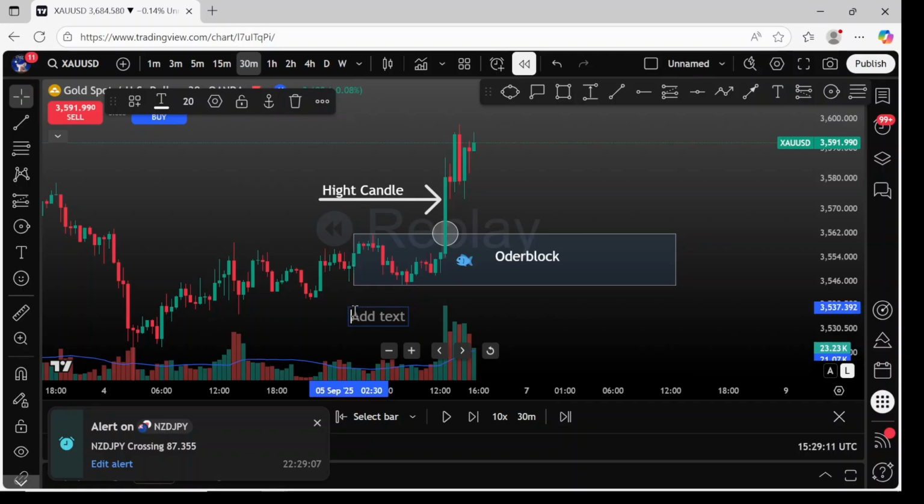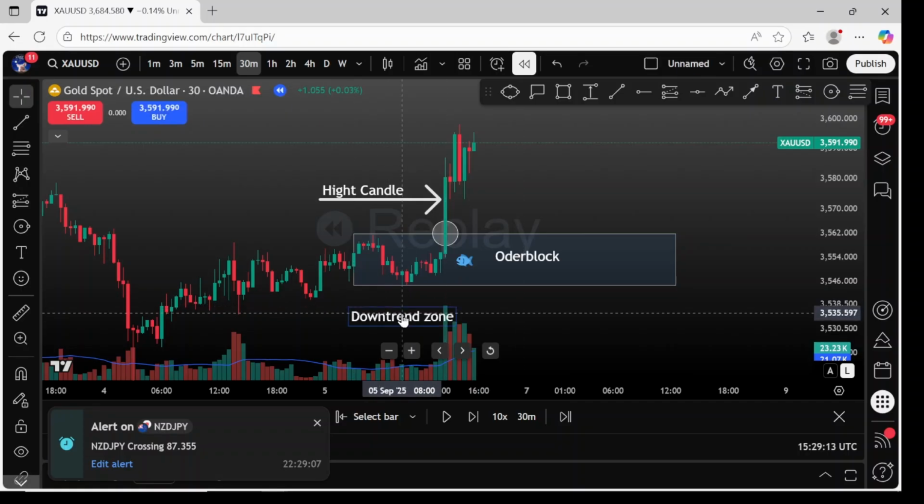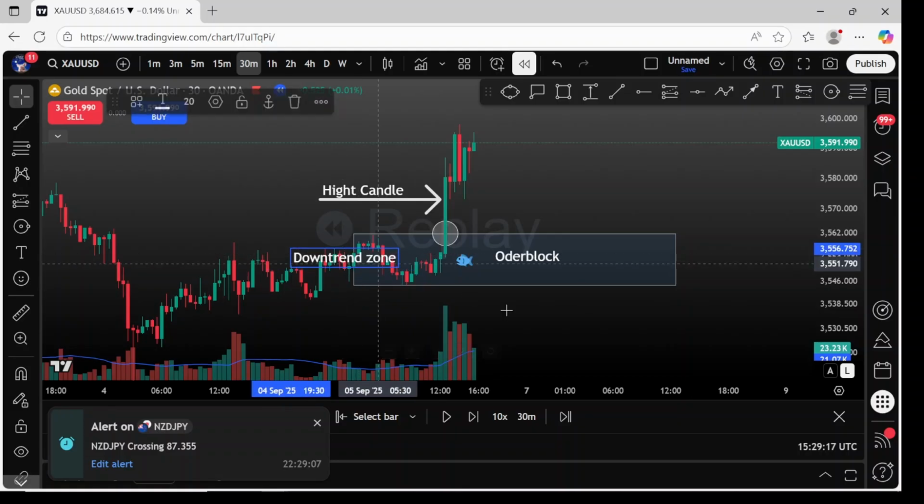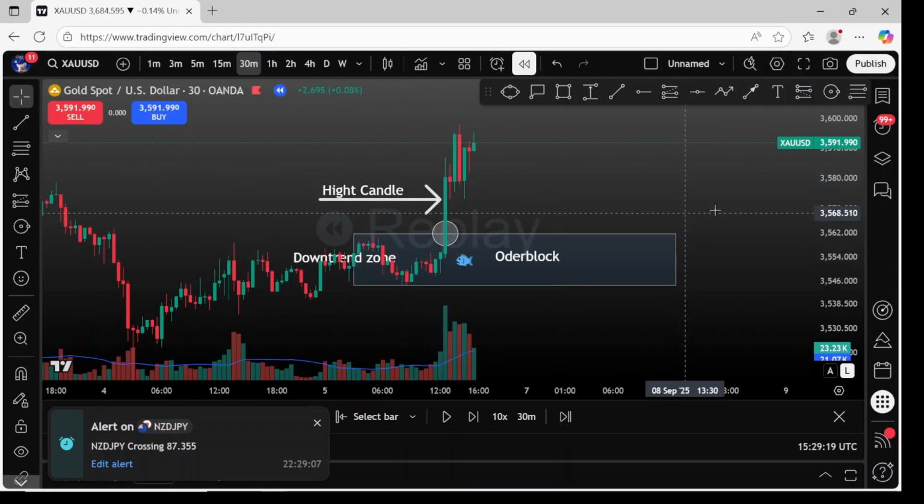This is the most important part. Not every OB you draw is worth taking. Here are my 6 rules for filtering high-probability order blocks. Rule 1. Strong breakout candle. The OB must be created by a large-bodied candle, showing real momentum.